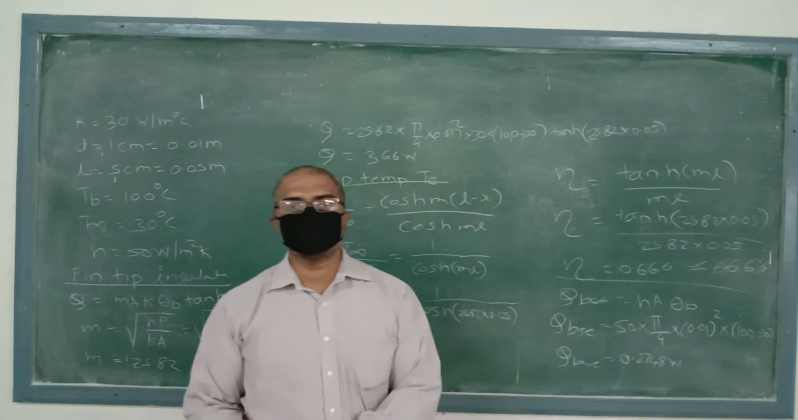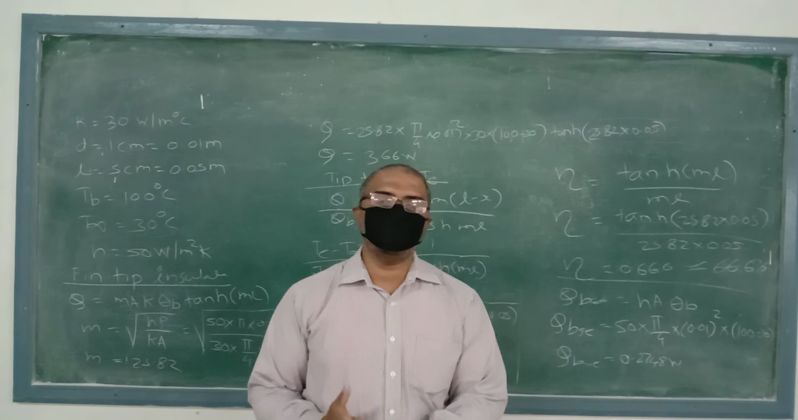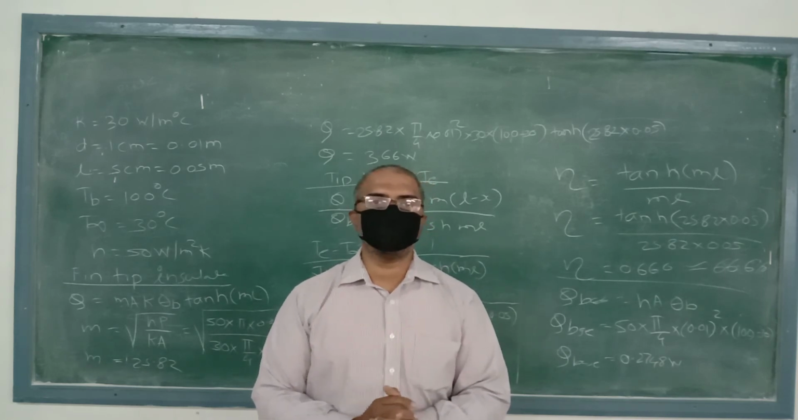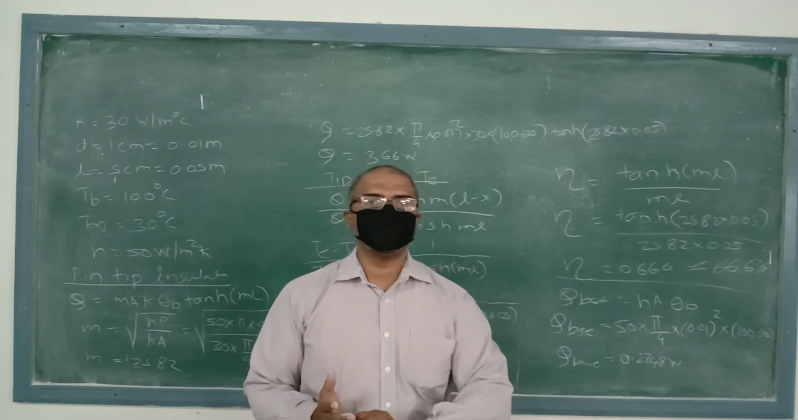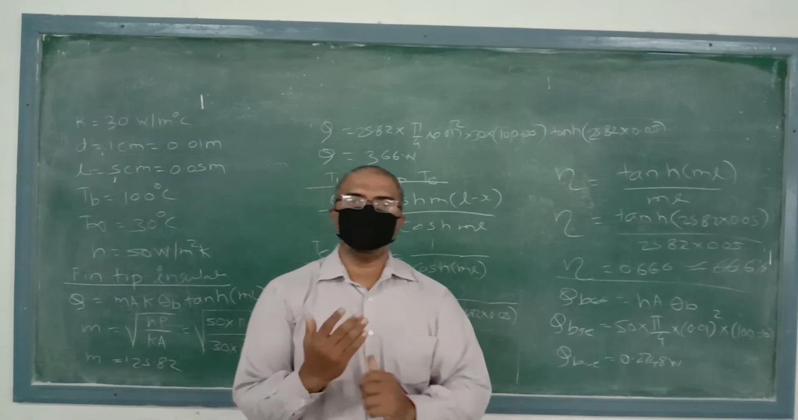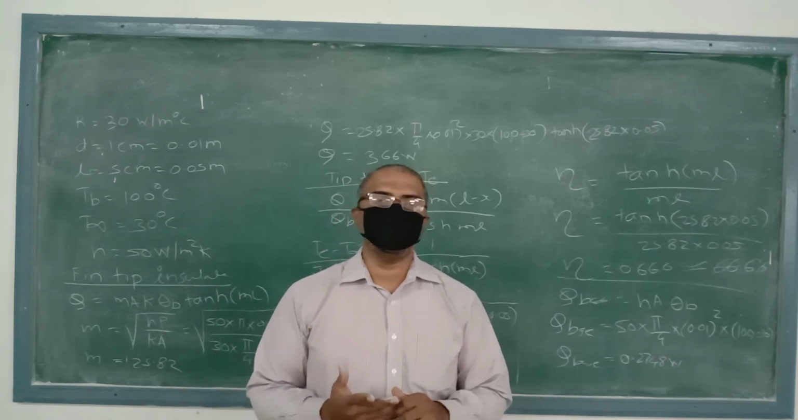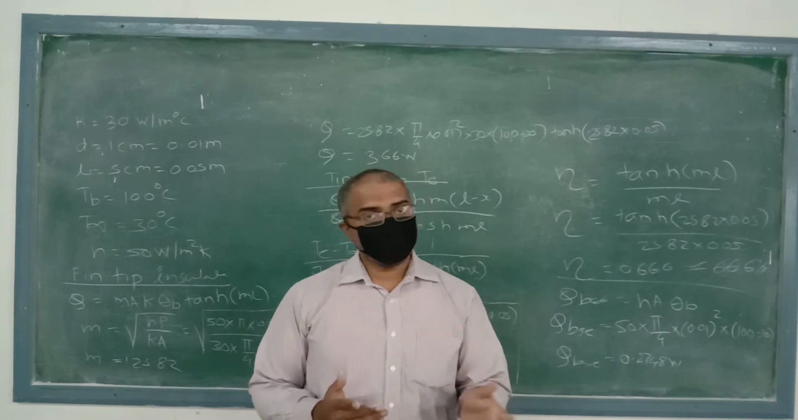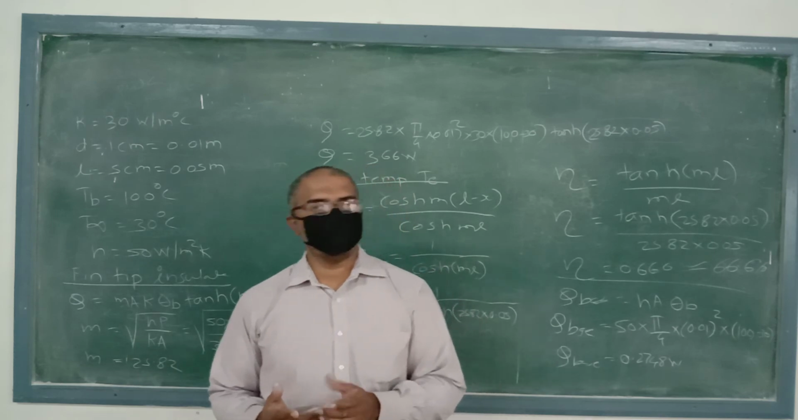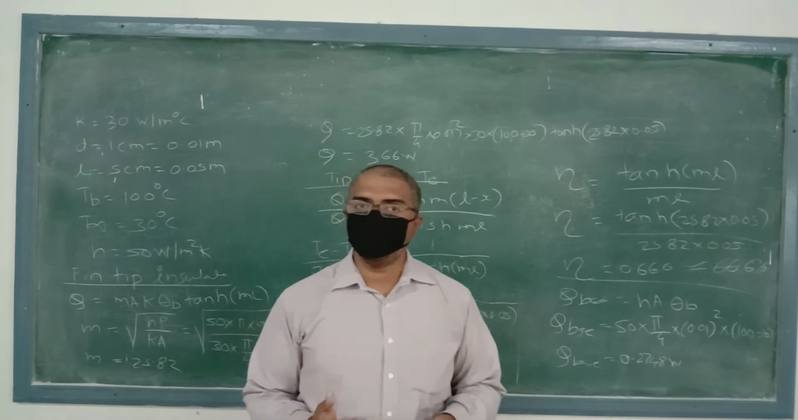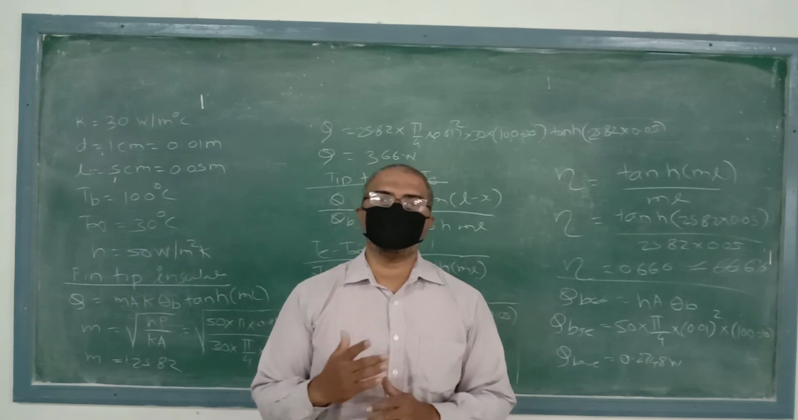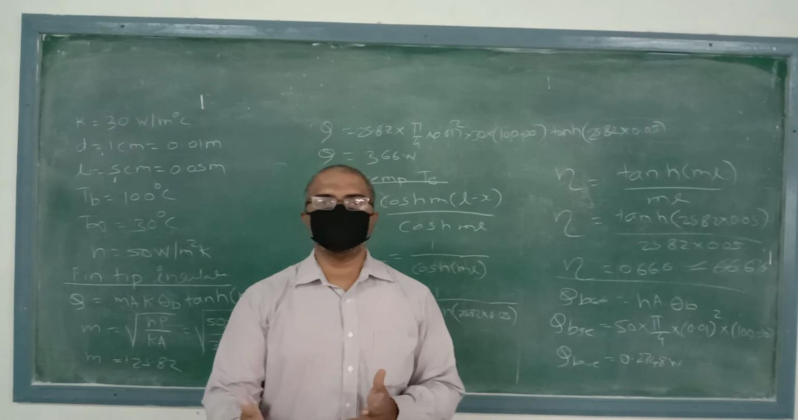So today we have discussed two problems. In the first problem we have calculated the efficiency of the fin. In the second problem we have calculated, first, how much heat is transferred from the tip of the fin to the surrounding. Second, we have calculated the temperature of the fin tip, and third, again the efficiency of the fin, and lastly the amount of heat transfer from the fin base to the fin.